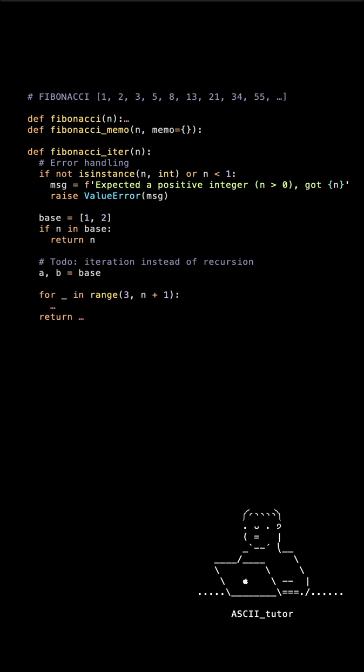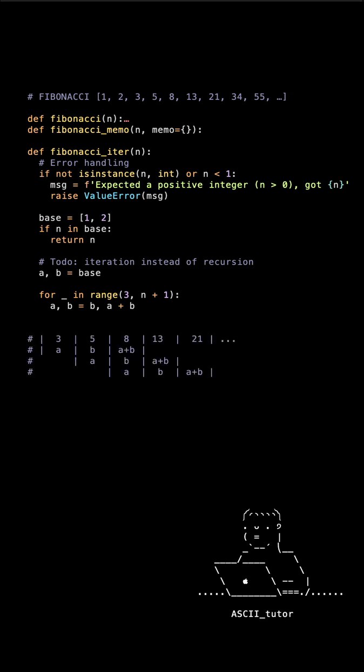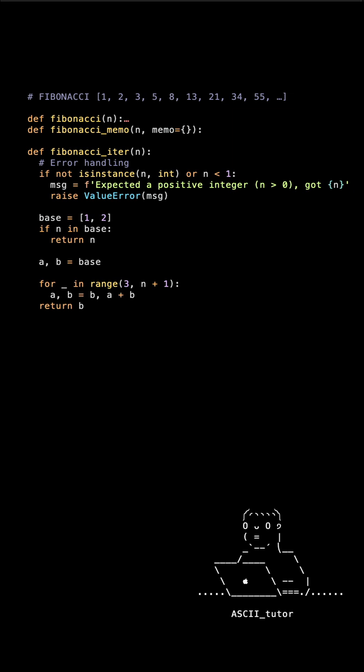We start the loop at the third Fibonacci number, 3. At each step, a becomes b, and b becomes the sum of the previous a and b. Imagine this like pushing a and b along the sequence. At each step a becomes b, and b becomes the previous a plus b. Once the loop completes, we return b. Let's test it with range 30 to 40.